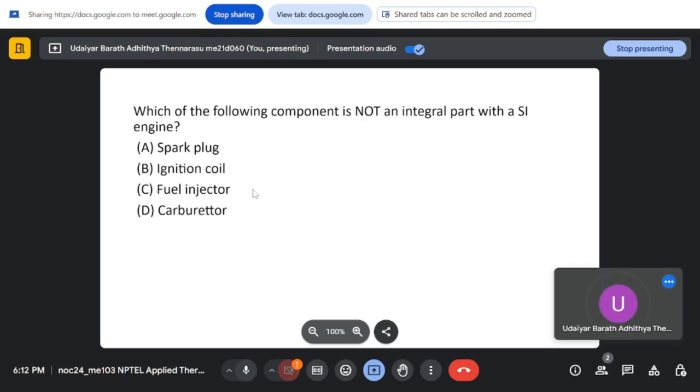And a carburetor also plays a role of putting in fuel. But this is a separate component where air comes in, and because of the pressure difference you have fuel which is mixed with the air, and it is taken to the piston cylinder arrangement. So carburetor is an integral part of a spark ignition engine, but fuel injector is not. So answer is option C.